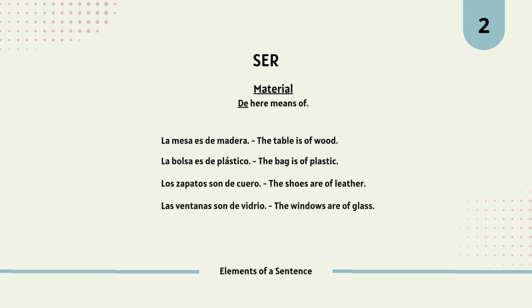Las ventanas son de vidrio. The windows are of glass. La casa es de piedra. The house is made of stone. Our house is of stone.